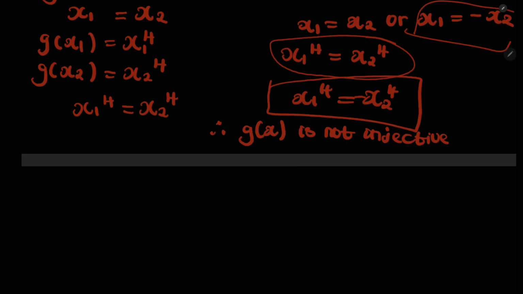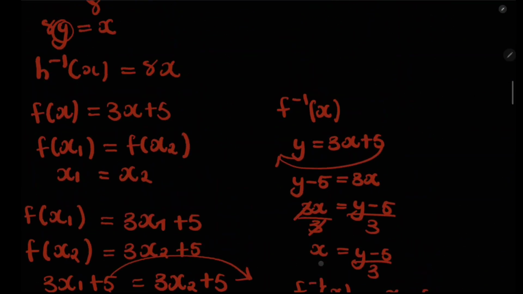And we cannot find the inverse because the question says determine whether it is a one-to-one function, and if yes, find its inverse. But in this case, it is already not injective. It is not a one-to-one function, so we cannot find its inverse. Remember, only one-to-one functions have inverses. So this is not a one-to-one function, so it does not have an inverse. So in this case, we cannot find its inverse.